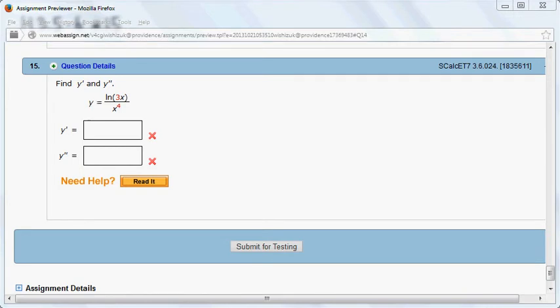Okay, let's look at homework 3.5, 3.6, problem number 15. So we want to find the first derivative and also the second derivative of this function here.